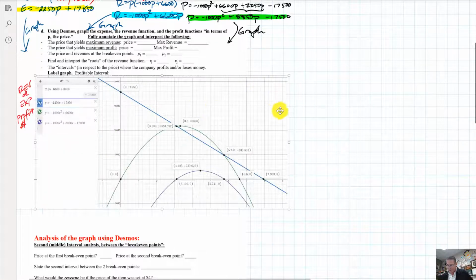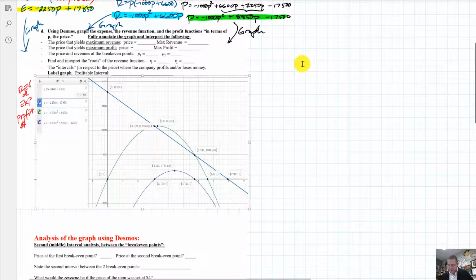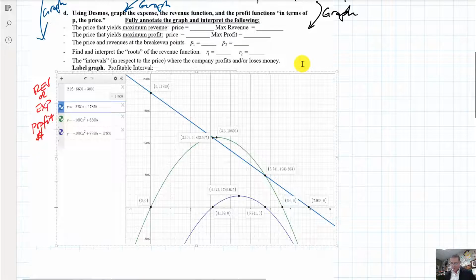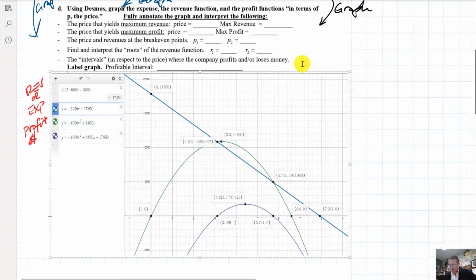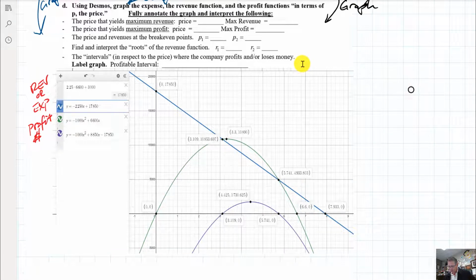Now, of course, you're going to sketch the graph. Unless you're digital like I am, you can do what I do. But you go ahead and sketch the graph right there, and now let's annotate the graph and figure out what's going on. This is why I love Desmos, because they give you all the information. It's very simple, and then all you have to do is learn how to interpret it.